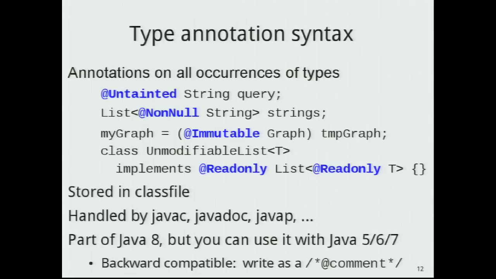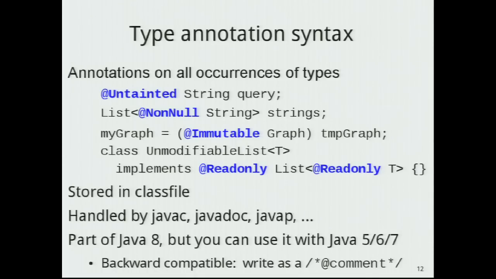Here's how you write the types for these pluggable type systems using Java's type annotations. Java will let you write annotations anywhere you write a type. So you can say, for instance, that a particular query string is untainted. It's not going to be a SQL injection. Or you can say this is a list, not just a list of strings, it's a list of non-null strings. Or after you've constructed some object, you could cast it and say it's not going to be changed anymore.